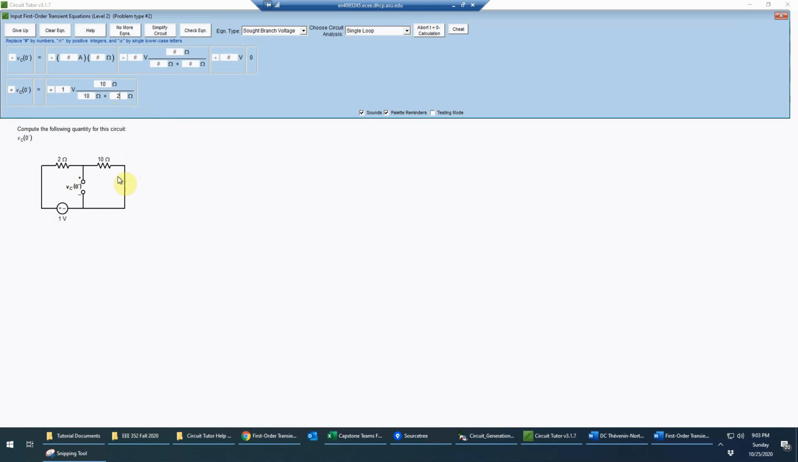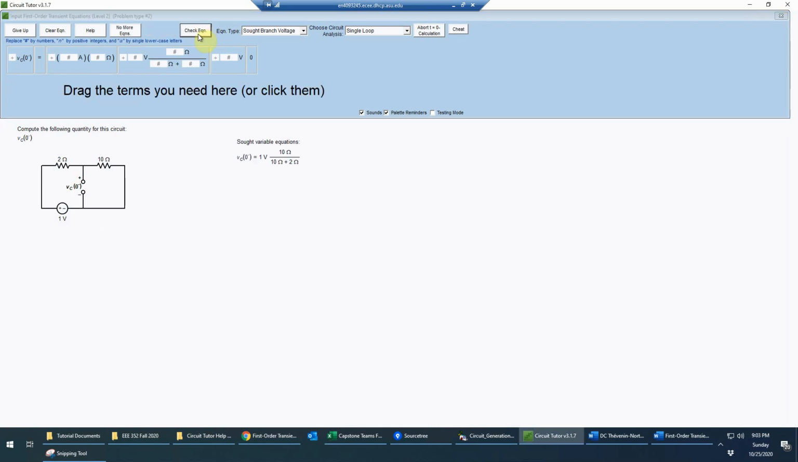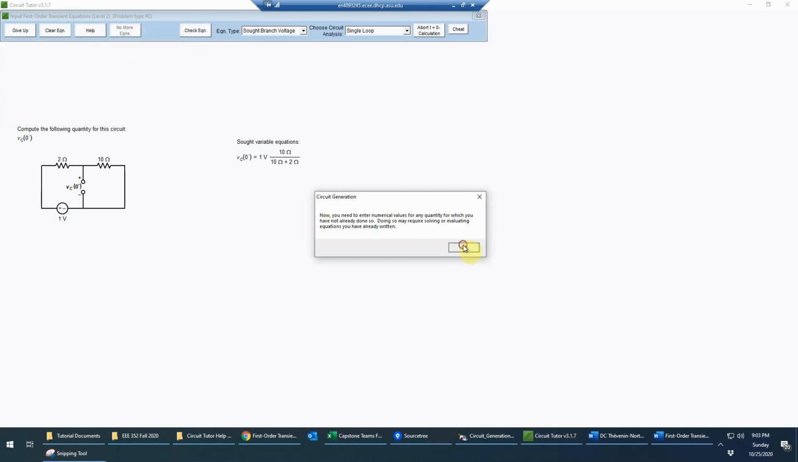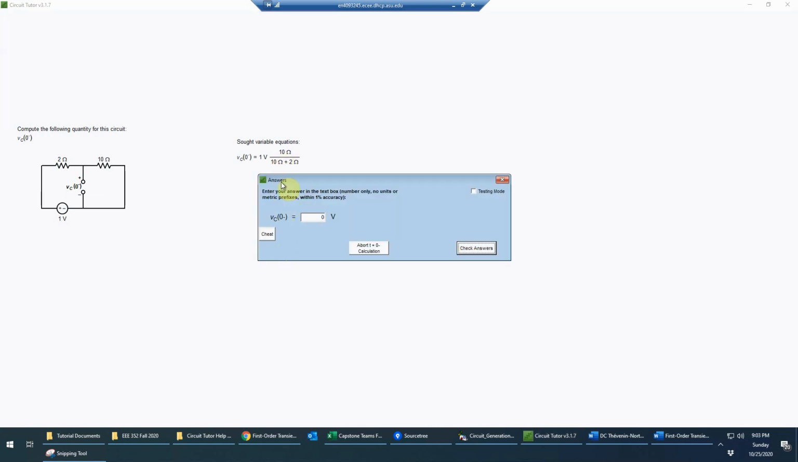Now I do need to always check polarity when I do a voltage divider or current divider, and here the plus side of the voltage source is in fact connected to the plus side of VC of 0 minus, and the negative side to the negative side. So that means that this will be a plus sign. I never want to guess at that because I could make a big error if I get the wrong polarity. So that is correct, and I'll check that. And basically that's all I need, so no more equations to write. I just need to numerically evaluate that. So I just get out my calculator, and that's 10/12 or 5/6 of 1, and that's 0.8333. So we'll check that.